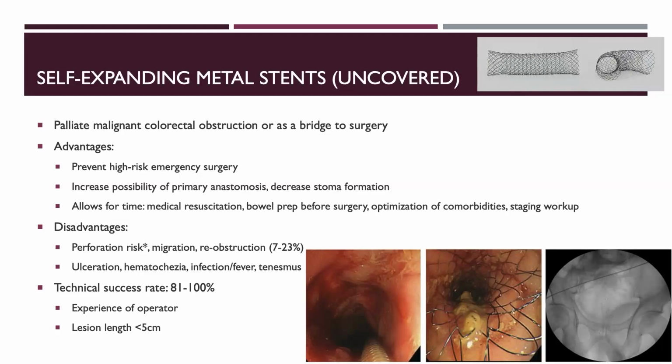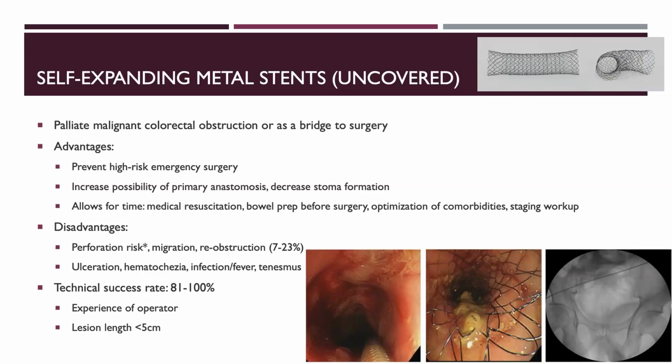Now, the disadvantages. The biggest risk is perforation, and we'll go through that in the next slide, but the other risks are migration and reobstruction. There are certain malignant strictures that are so high grade that even if you put in an uncovered metal stent, the force of the malignant stricture overcomes the radial force of the stent itself. So there is a risk of reobstruction. There's only so much that the stent can do if the malignant stricture is so high grade.